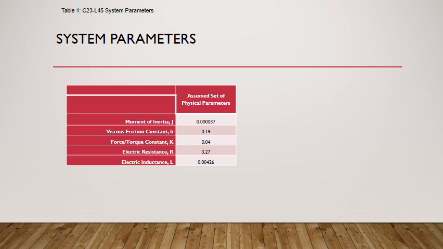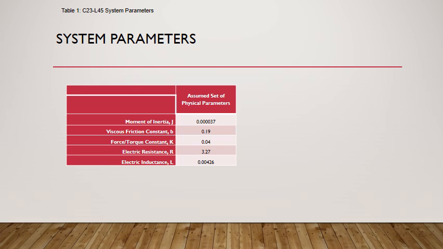So here are my system parameters. To get these, I just Googled system parameters for a DC motor. These specific values are for a C23-L45 DC motor with a winding code of 30. This motor comes out of an online catalog at moog.com. It was just the first one that popped up, so I went with it.